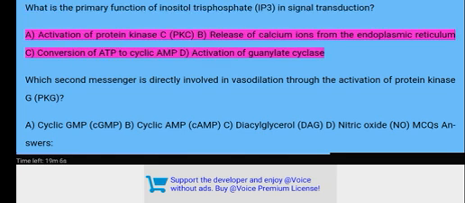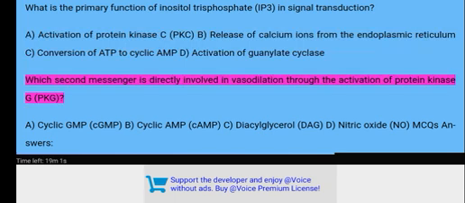A. Activation of protein kinase C (PKC). B. Release of calcium ions from the endoplasmic reticulum. C. Conversion of ATP to cyclic AMP. D. Activation of guanylate cyclase. Which second messenger is directly involved in vasodilation through the activation of protein kinase G (PKG)?